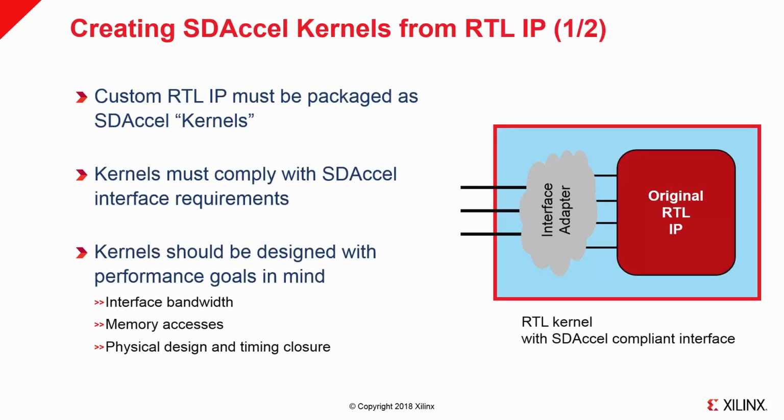As mentioned earlier, kernels can be created from either C, C++, OpenCL, or RTL code. Let's start by discussing the RTL flow. This flow caters to existing RTL designers and allows them to reuse existing RTL code. To be used on F1, existing RTL code must be packaged as SDAccel compliant kernels. This primarily means complying with specific interface requirements. For best results, it's recommended to design RTL kernels with F1 specs and app performance goals in mind.